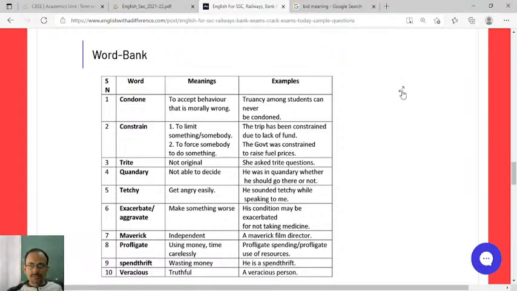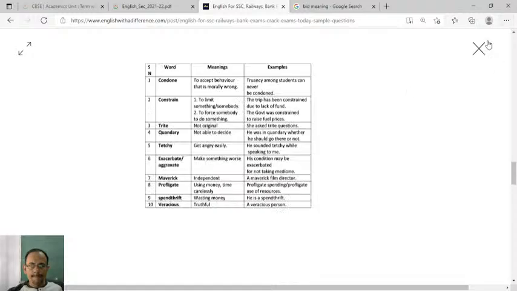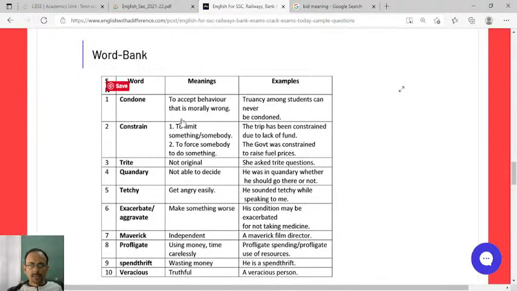So here you see, condone means to accept behavior that is morally wrong. So if any behavior is morally wrong, then you can say condone. If you are not accepting a behavior that is not acceptable, then it is condone. Accepting a behavior, for example, truancy among students can never be condoned.